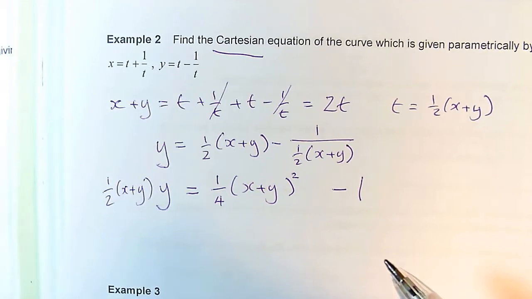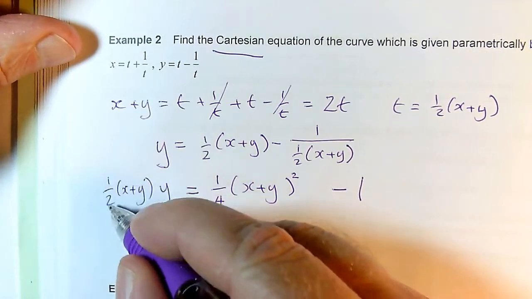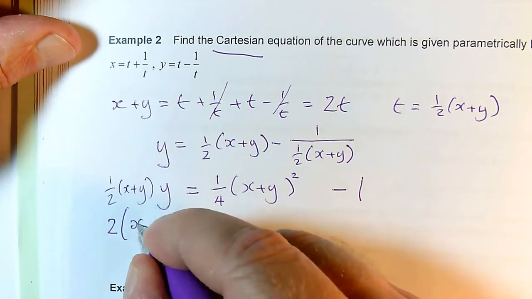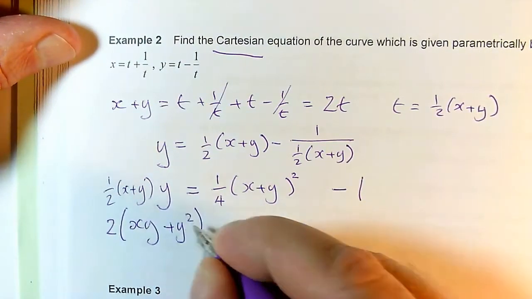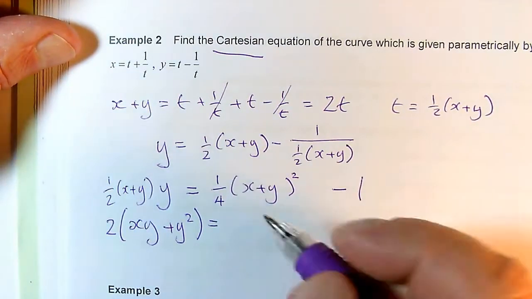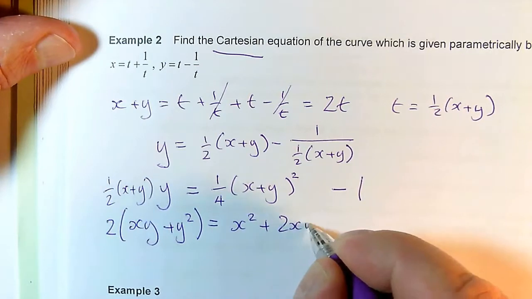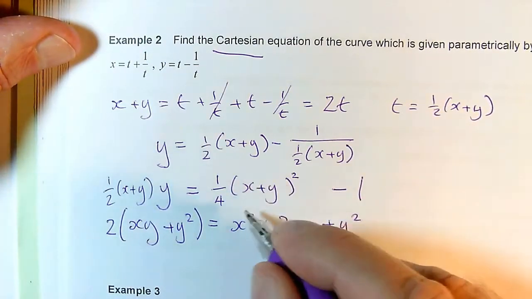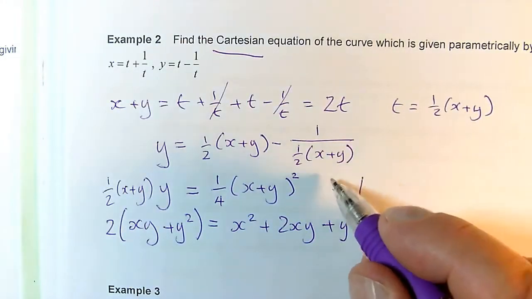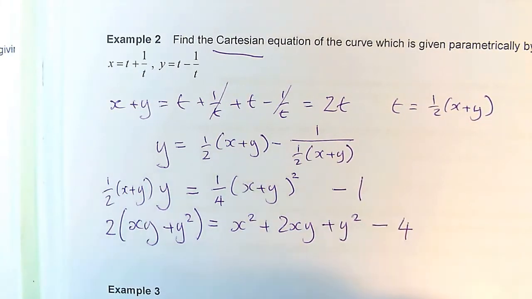And okay, it's beginning to look a little bit simpler. I think I'm going to have to multiply everything out. But the other thing I want to do is get rid of the fractions. So let's multiply by 4. So this half times 4 is going to be 2. And then if I multiply this bracket by the y, I'm going to get xy plus y squared equals, well, I've multiplied by 4, so the quarter's going. So this is just x plus y in a bracket squared, which is x squared plus 2xy plus y squared. Don't forget, this is a bracket squared. You have to square it out properly. You can't just square the x and square the y. And then I need to multiply the minus 1 by 4, since I've multiplied everything through by 4, if you remember. So this is going to become minus 4.